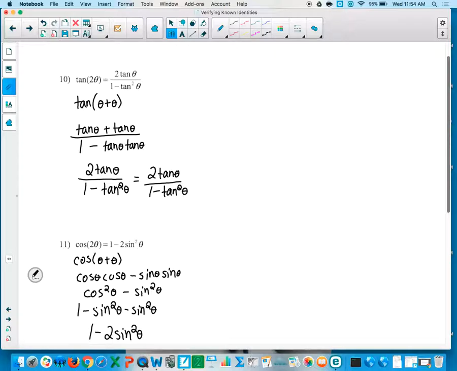So that concludes the proofs of the identities that we know from our identity sheet. These will surface again on the test and will be ones that you will know in advance how to do.